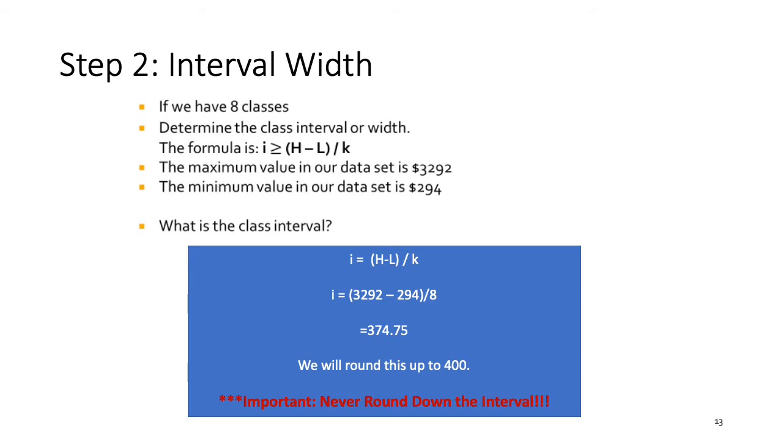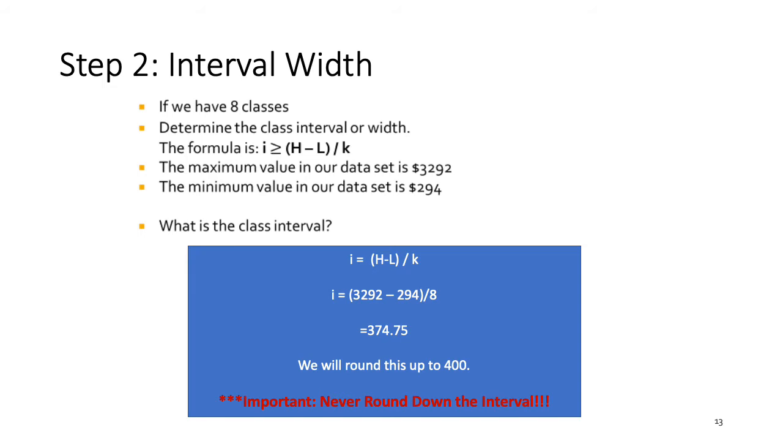So in the Applewood data set, the largest observation was 3292 and the smallest was 294. So when we plug that into the equation, we get an interval of 374.75. Now, the point of a histogram or any kind of graphical representation is to simplify the results for it to be easy to understand. And at 374.75, that's a weird number to put into a graph. So in order to adjust a little bit, we're just going to round that to 400.